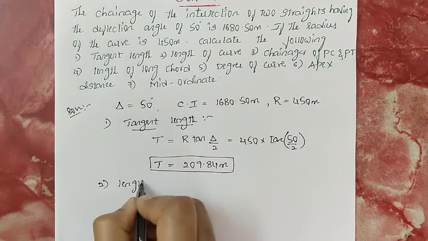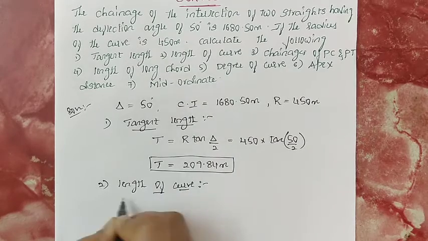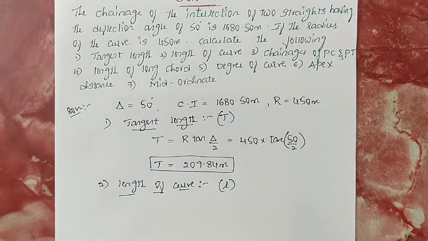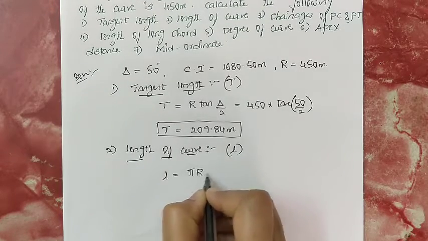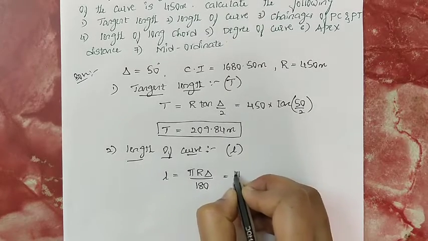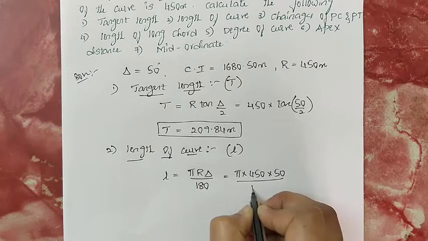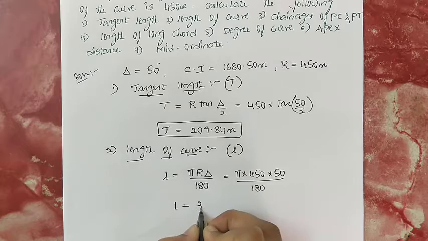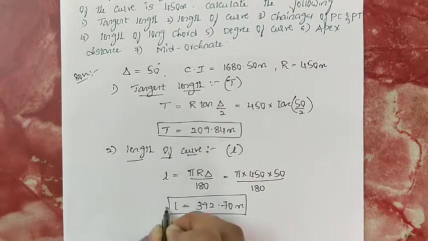Next element of a simple circular curve is what? Length of curve. Length of curve is denoted by small l. The equation is given by L equal to pi into R into delta divided by 180 degrees. Substitute the value, pi into R value 450 and the deflection value 50 divided by 180. Then upon simplification, you will get the L value as 392.70 meters. This is what? Length of the curve.